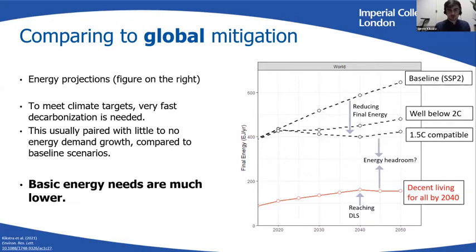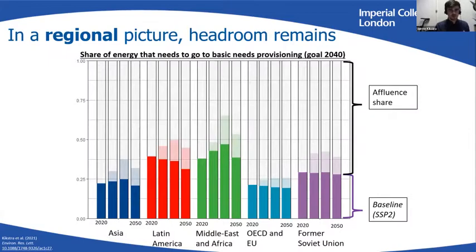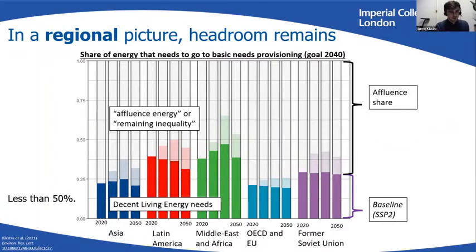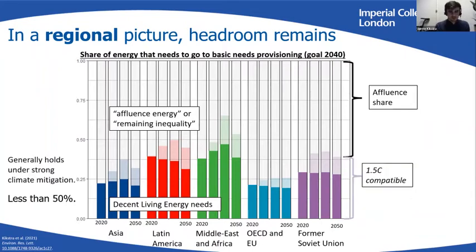So we also should start moving to a more regional perspective. Here we have 5 different regions that are used by the IPCC. You can see over time, going from 2020 to 2050, that the share required for just providing decent living indeed increases, but it never goes higher than 50%. So the affluence share, the room for inequality, you could also say, is still there. Generally less than 50%, and this holds also under strong climate mitigation. That's the lighter shaded region.